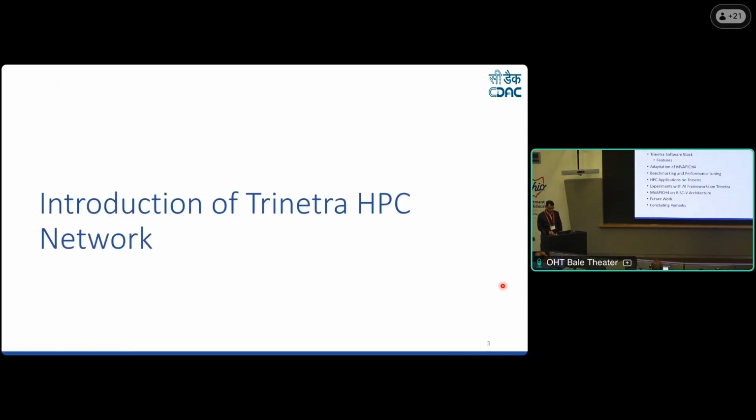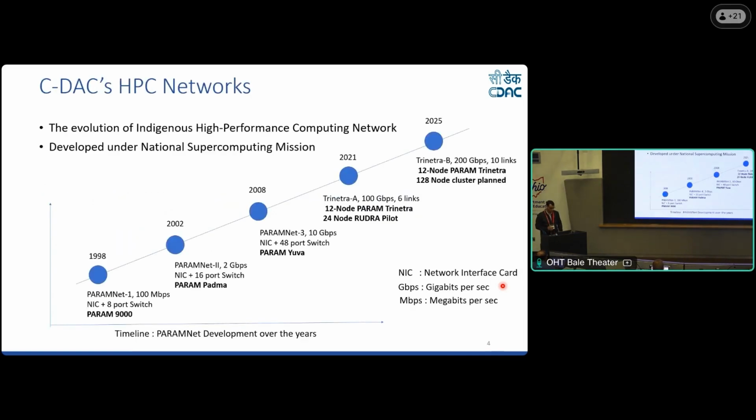So I will begin with the introduction of the Trinetra HPC network. C-DAC is a premier R&D institution which works in various domains. HPC is one of them. And C-DAC has a long history of developing HPC networks. So currently, we are working on two products, Trinetra A and Trinetra B.